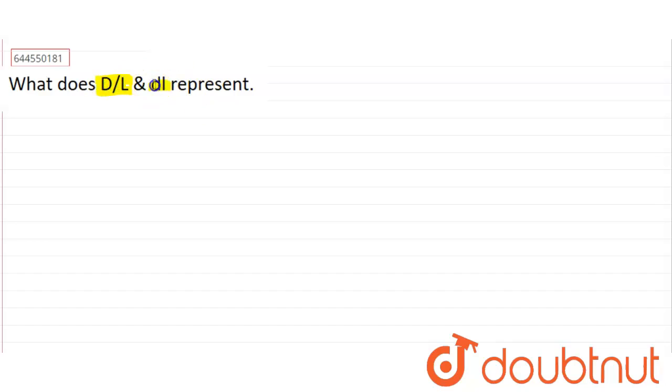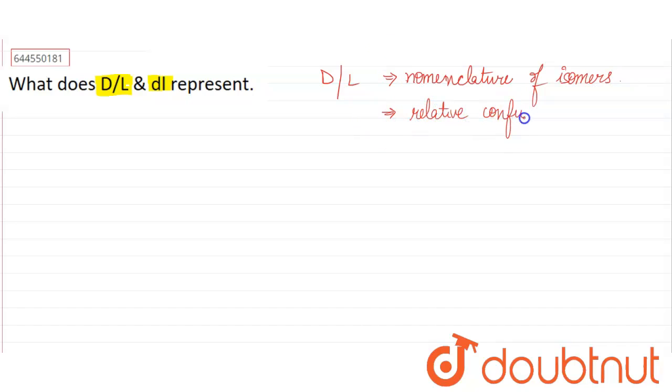Hello students, in this question they have asked what capital D and capital L and small d and small l represent. Capital D and capital L represent the nomenclature. We use it for the nomenclature of the different isomers. You have studied about configuration or conformation, so these are used for relative configurations.